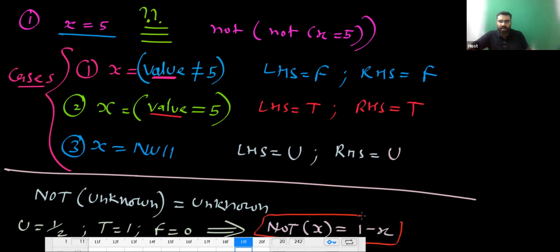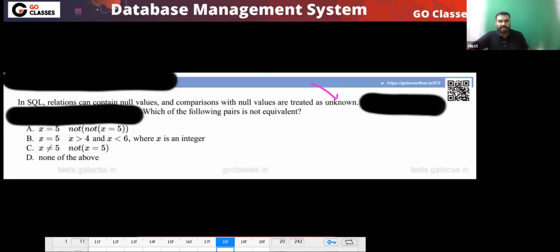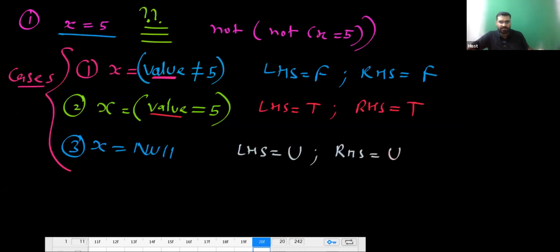Not of x is equal to 1 minus x. This was the trick to remember. Agree or not? You treat true as 1, false as 0, and unknown as half. So not of unknown is unknown, not of true is false, not of false is true. So in this situation, I can say they are equivalent. Agree? They are definitely equivalent. Now what is the actual question saying?